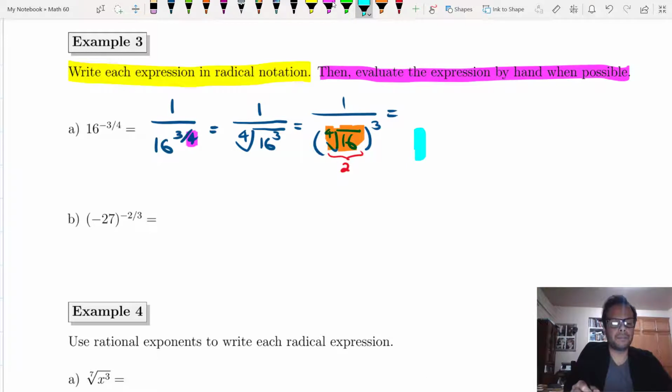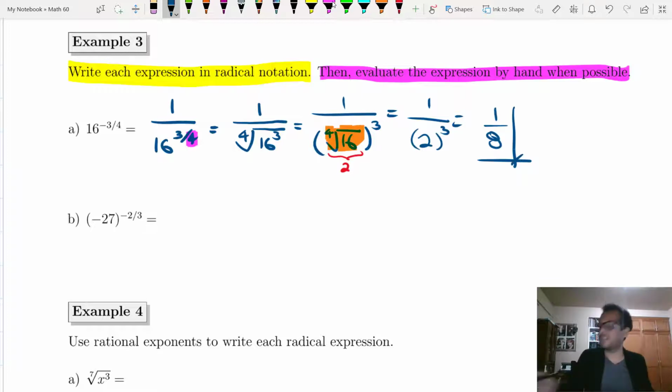That's 2 to the third power. And 2 to the third power will be 8 in the denominator. 1/8 is our final answer to this exercise.